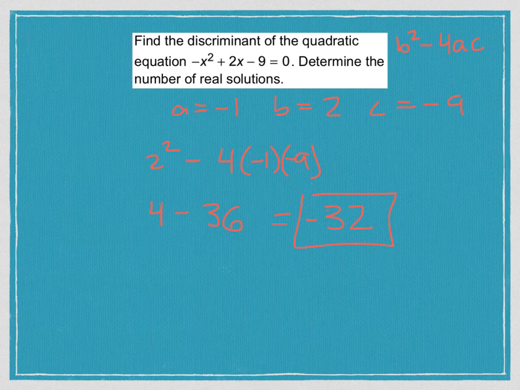And how many real solutions? None. It's negative. So no real solutions. If our discriminant is negative, we have no real solutions.